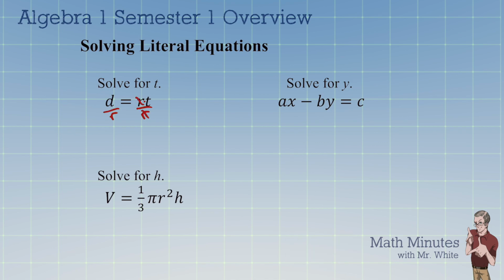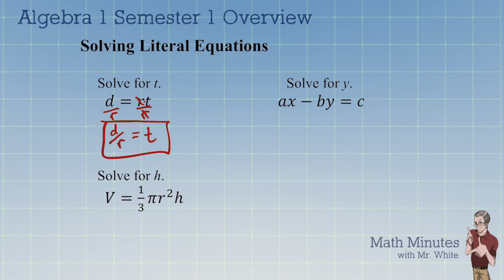So then the r's cancel. So time is distance divided by rate. That's what we mean by solving for a variable. Getting that variable all by itself and all the other letters and numbers get to the other side, but we have to use our order of operations in reverse.